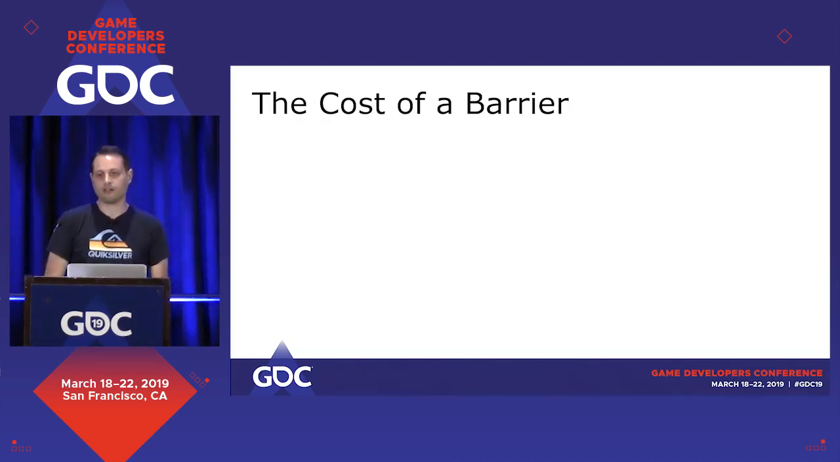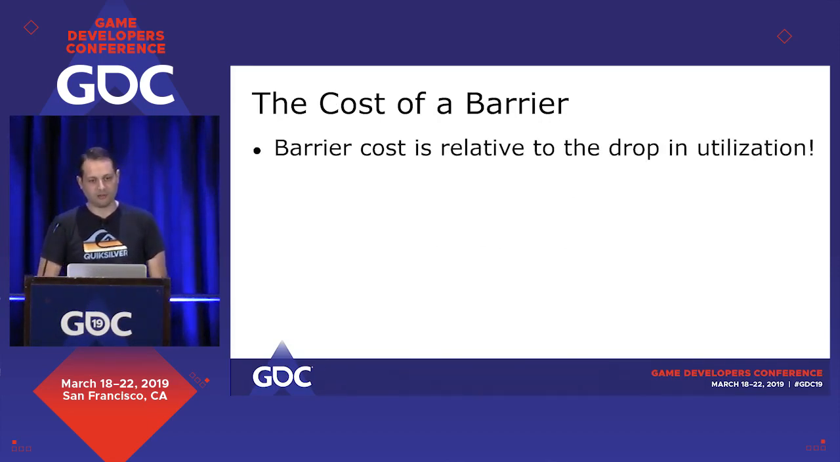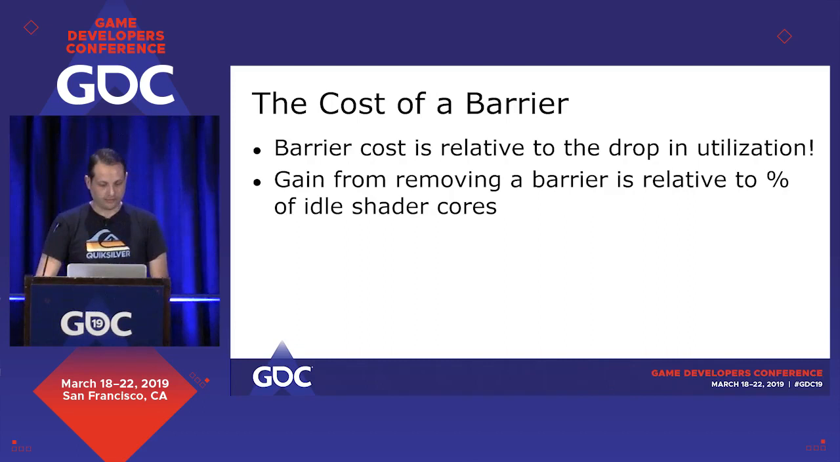So that leads us to think, all right, how do we have a mental model for how much a barrier costs? One thing to keep in mind is that the barrier cost is relative to the drop in utilization that you get from inserting the barrier, right? So the amount of idle cores it causes is going to be your cost of a barrier, at least in terms of thread execution, not counting caches and things like that. And if you flip that around, we can also surmise that the gain from removing a barrier is roughly relative to the percentage of idle shader cores that you had from having the barrier in the first place. So the more idle cores you have, the more potential to speed things up by removing a barrier or optimizing it in some way that's not necessary.